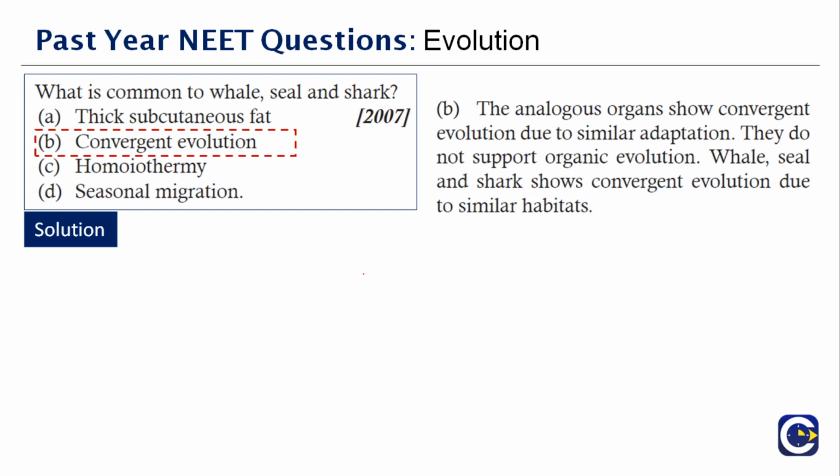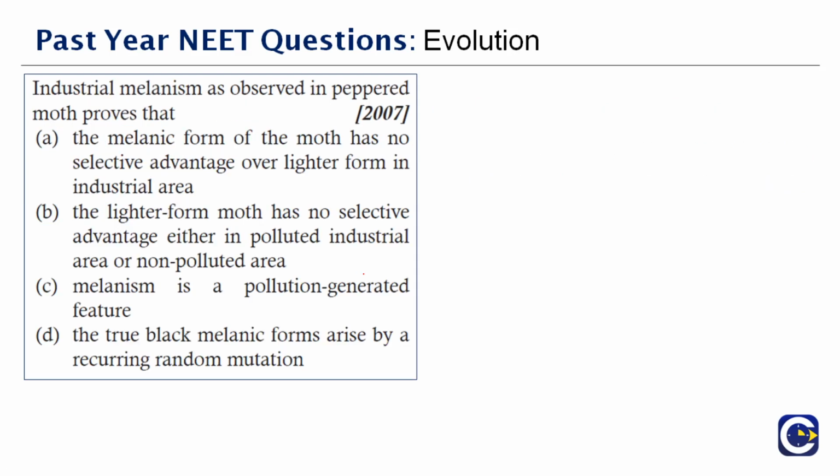They do not support organic evolution. Whale, seal, and shark show convergent evolution due to the similar adaptation. So the clue here is similarity. They have something in similar. So it's convergent evolution. Next question here. Industrial melanism as observed in peppered moth proves that dash. Okay, this is a big question.